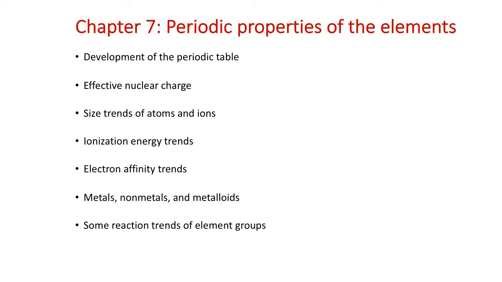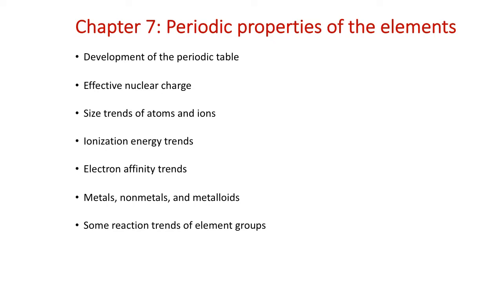We'll start to think of many of these trends as we go from left to right across a row of the periodic table, and then from top to bottom as we change within a group of a particular element. So we'll talk a little bit about how the periodic table was devised. I think we know that it was devised generally by the increasing mass of the element, but then also grouping the elements into similar sets of properties.